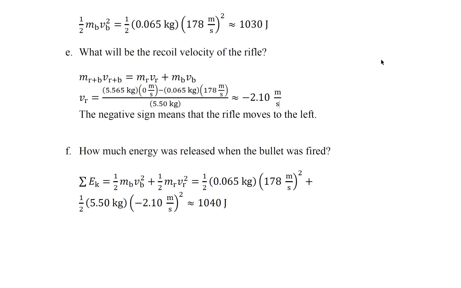Part F, how much energy was released when the bullet was fired? This is going to be the kinetic energy of the bullet plus the kinetic energy of the rifle. Because remember, in the beginning, the kinetic energy is 0, because the bullet is in the rifle and it's not moving.